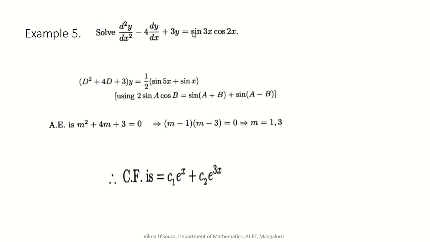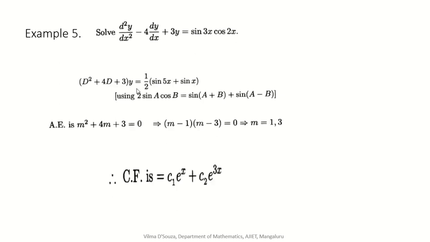What is A here? A is 3x and B is 2x. So sin 3x into cos 2x becomes half of sin (3x plus 2x), that is 5x, plus sin (3x minus 2x). 3x minus 2x is x. So half of sin 5x plus sin x. So this equation I have rewritten like this using this formula.